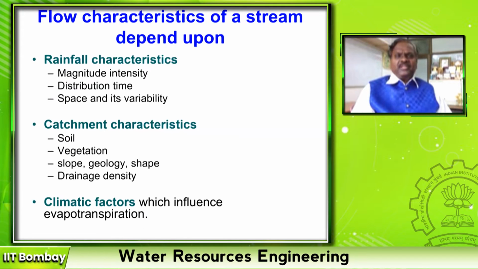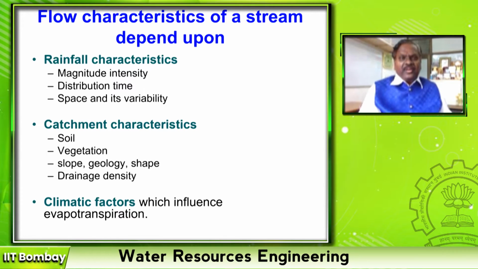Now we will see why it is happening like this. What are the characteristics which govern the flow in the river basin? We can broadly classify the factors which govern our stream flow, or the flow characteristics of a stream, as depending upon three important characteristics.